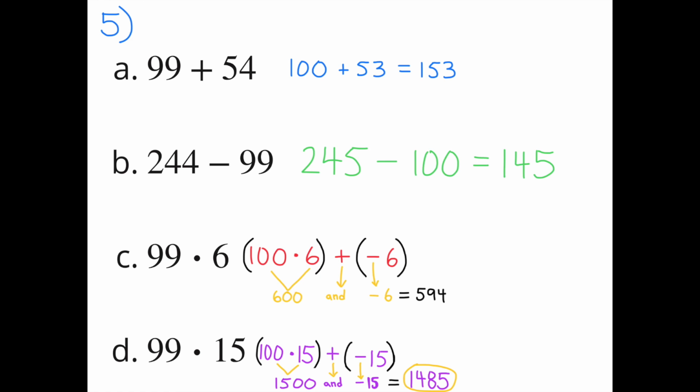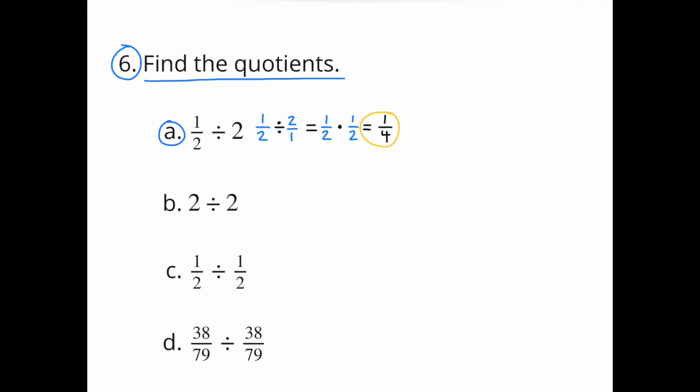D. 99 times 15. 99 is almost 100, so I'm going to make it 100. 100 times 15 is going to be one group of 15 larger than 99 times 15. And 100 times 15 equals 1500. Now we have to remove one group of 15 to make the value 1485. So 99 times 15 equals 1485.